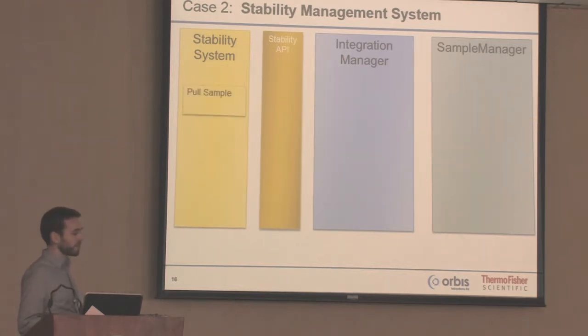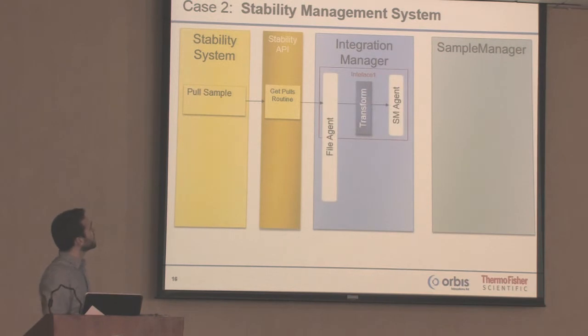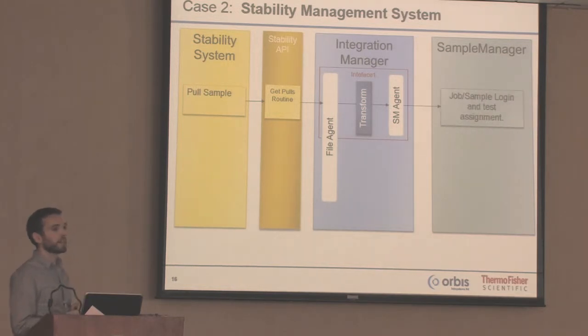So how this interface worked was a sample would be pulled within the stability management system. The API would get these pulls using a get pulls routine. Integration Manager would then pick up this proprietary XML format, transform it to its common format, and then transfer that onto the SampleManager agent. And in SampleManager, this would log samples and jobs and assign tests based on the sample behavior in the stability system. And this is a bi-directional interface.